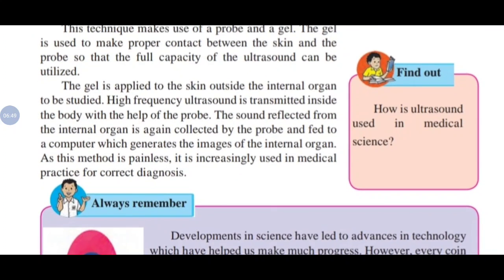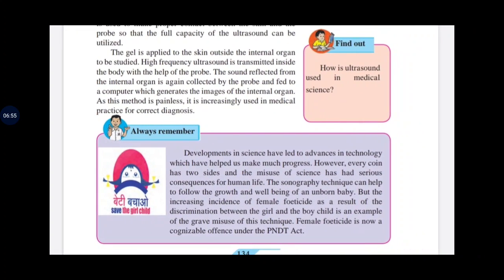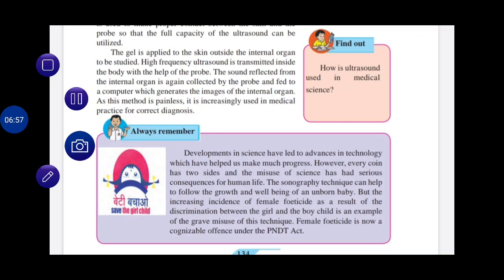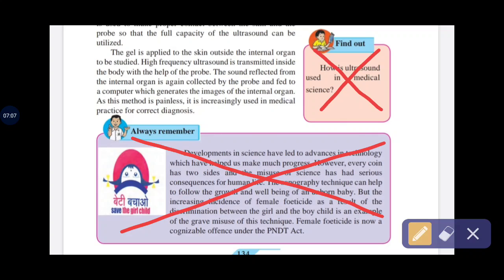Now some part is omitted on this page. See that omitted part, I will show it here. This box is omitted, and always remember this is also omitted. Clear? These two boxes are omitted. No question is asked in the exam on them. Always remember the last paragraph. What is shown there? Check that.